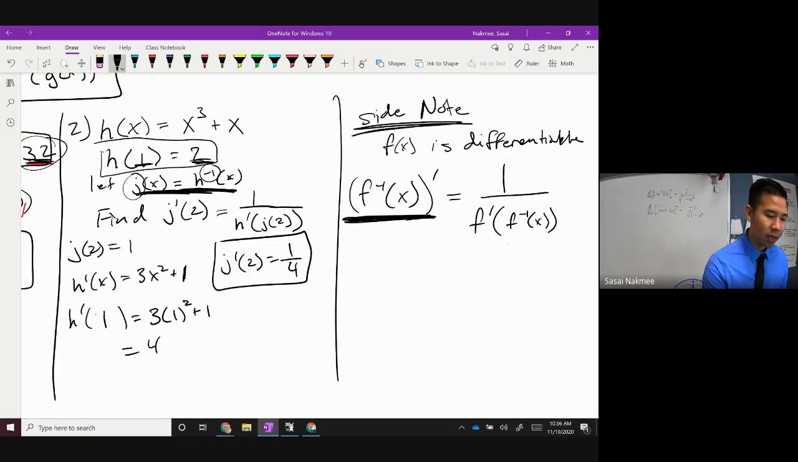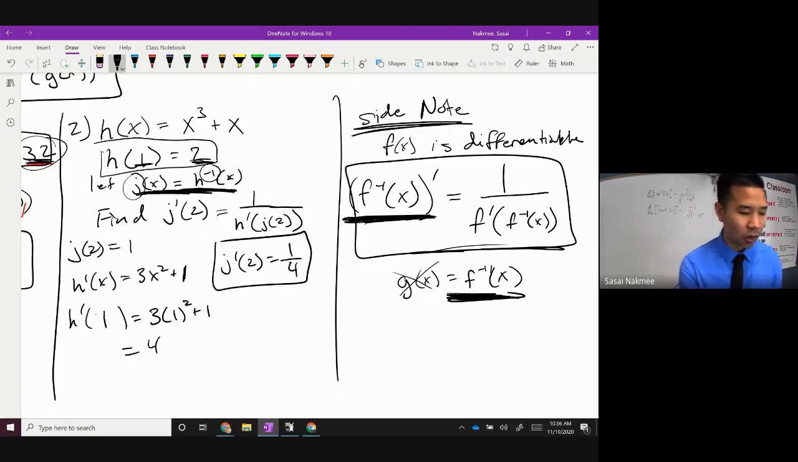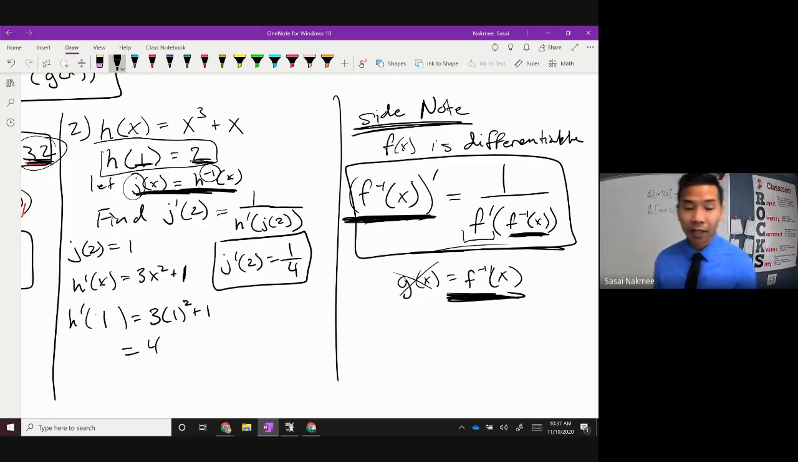And I don't want you to be confused by this right here. It's the same thing. It's just that instead of writing out that g of x is equal to the inverse of f of x, they just skip this whole part of using g and they just use this notation instead. And it's the same thing. You still look for what the inverse is at a specific point and plug it into the derivative of that.